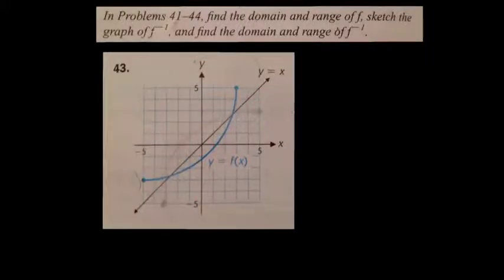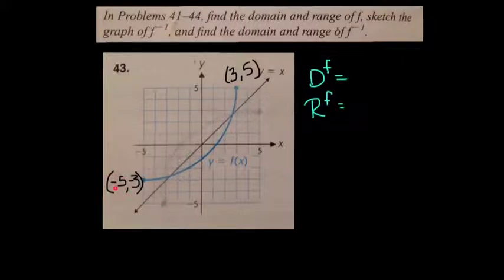Same idea for this one. I need to find the domain and the range of my function f. To start, I'll label the starting and ending points. This function starts at this point, which is negative 5, negative 3, and ends at this top point, which is 3, 5. That will very quickly tell me the domain and the range of my function f.